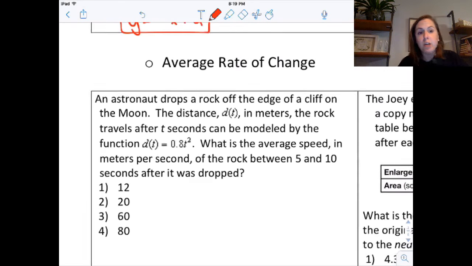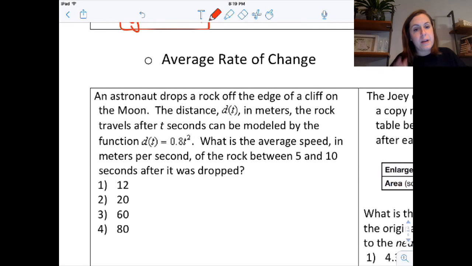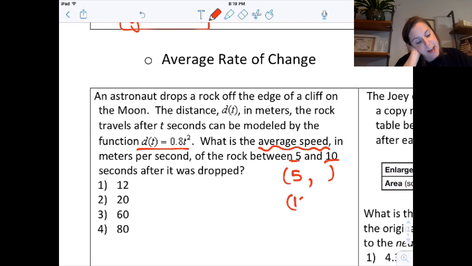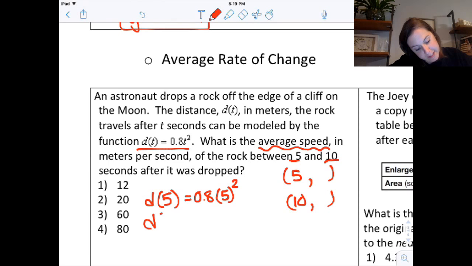So an astronaut drops a rock off the edge of a cliff on the moon. The distance, d in meters, the rock travels can be modeled by this function. So I already see that I have that. What is the average speed or average rate of change that it will go between 5 and 10? So those are my x values. So the idea here is I need a coordinate at 5 and a coordinate at 10. So d of 5 is going to be 0.8 times 5 squared. D of 10 is going to be 0.8 times 10 squared, right? Just plugging those in. Now, you can plug those into your calculator.